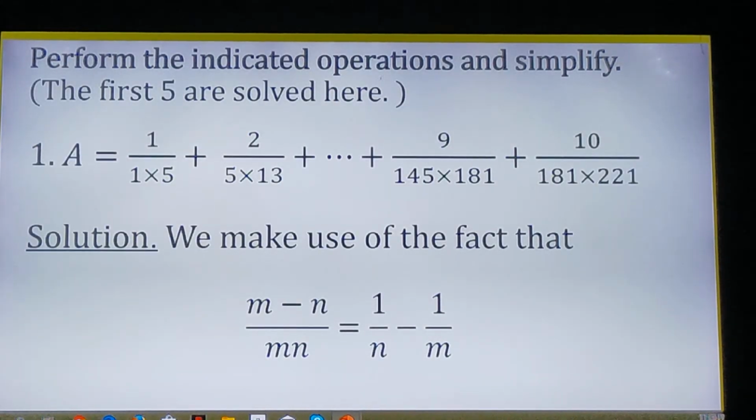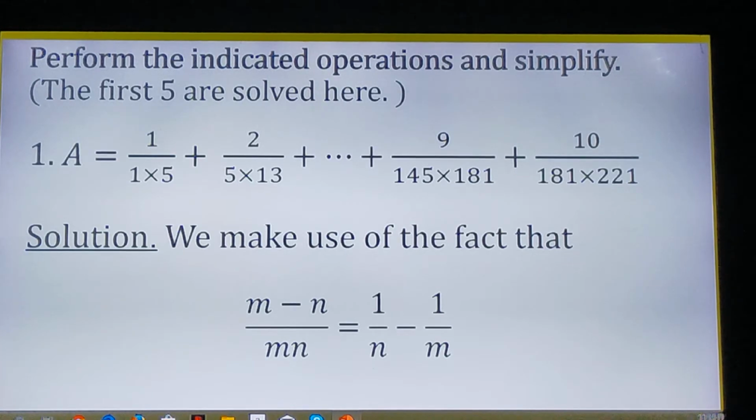Okay, so now we are here. The first five problems. Number 1A is 1 over 1 times 5 plus 2 over 5 times 13 plus and so on, 9 over 145 times 181 plus 10 over 181 times 221. To solve this problem, we make use of the fact that m minus n over mn is equal to 1 over n minus 1 over m.